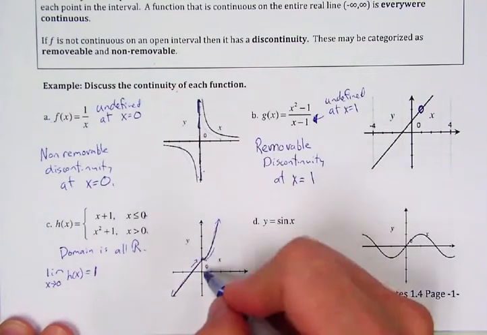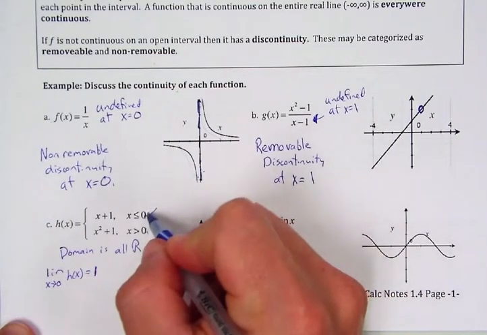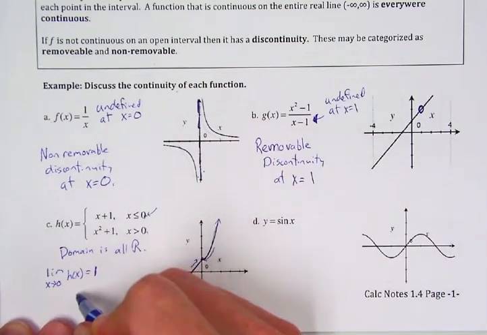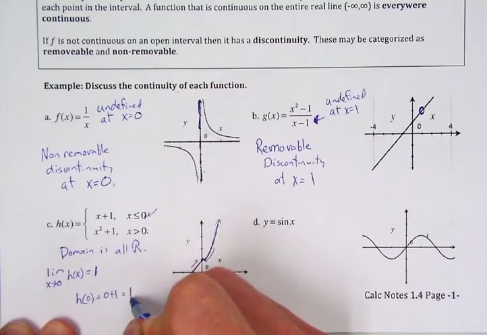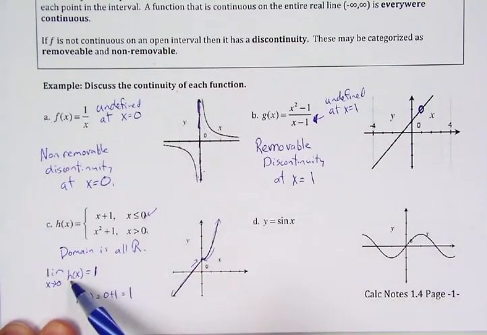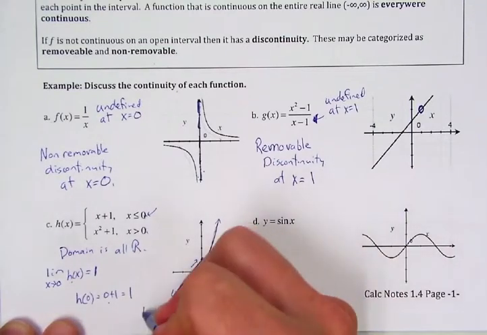Now, if we let x equal 0, then we're dealing with this function, and if we do h of 0, we do get 0 plus 1, which is 1. And so because the limit exists and it works by direct substitution, we know this is everywhere continuous.